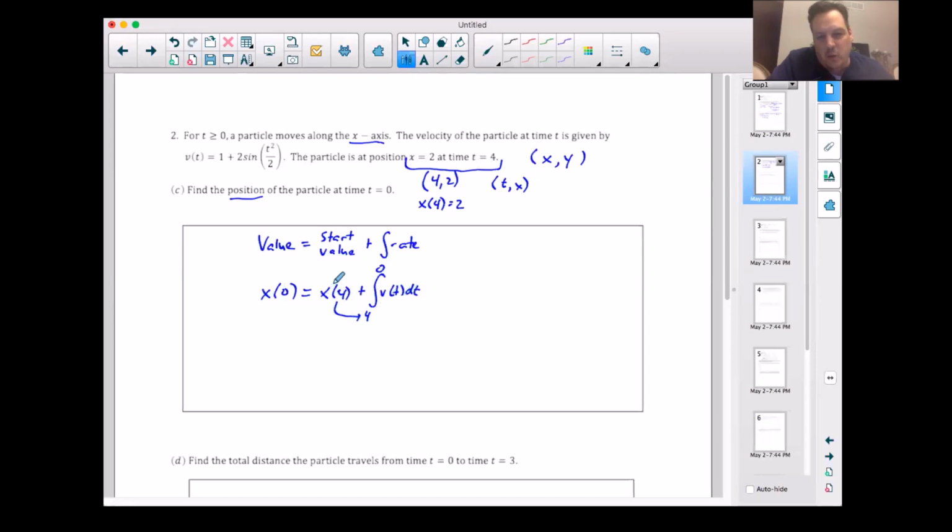And then this is why I make my students write x of 4 here and not just put a 2 there to begin with. We know the starting position is 2, but sometimes when you put a 2 there, it's just enough to make you make a mistake on those limits. So I always start with this, and then I'm going to rewrite it one more time to say x of 4, I know that's 2, right? So I can replace that with the 2. We want to always have numerical values before we type things into our calculators. 2 plus the integral from 4 to 0 of v of t. And because it's a calculator problem, we can just type this directly into our calculators, right?